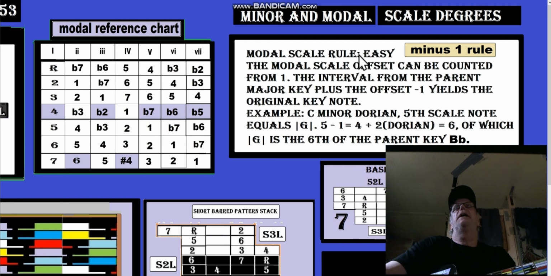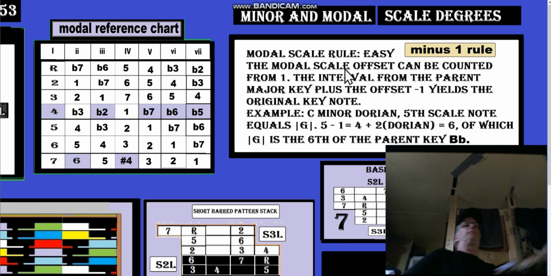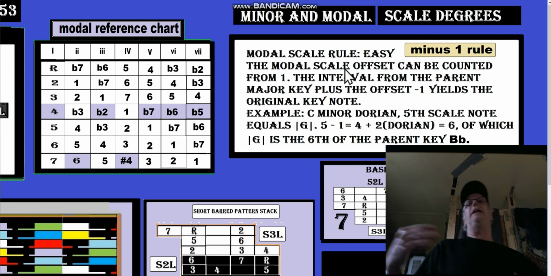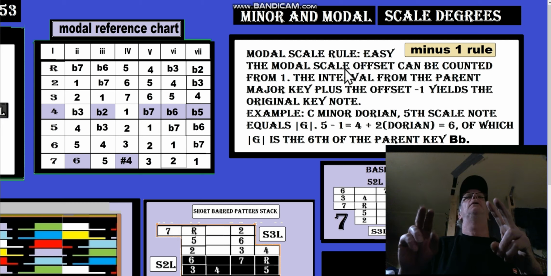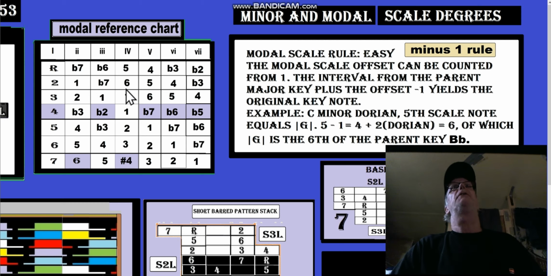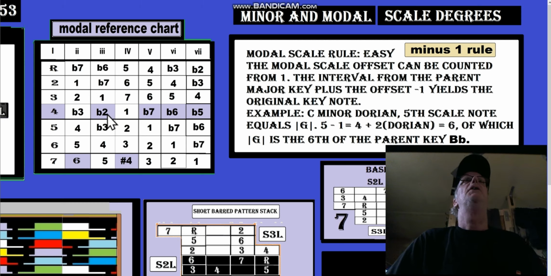Let's look at the modal scale rule. Okay, the -1 rule. The modal scale offset can be counted from 1. All right, that means if I want to play in C minor, not consider C minor if it's the relative 6, not consider C minor over here as starting on the 6th of the parent key. I want to give it its own instead of starting it on 6.